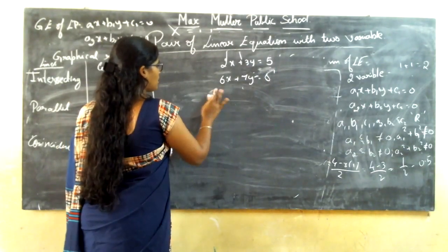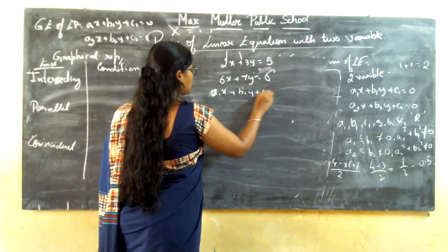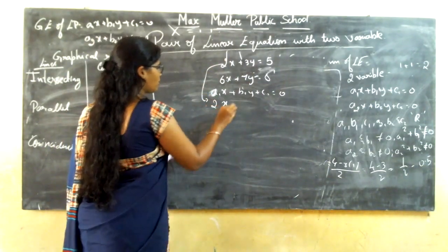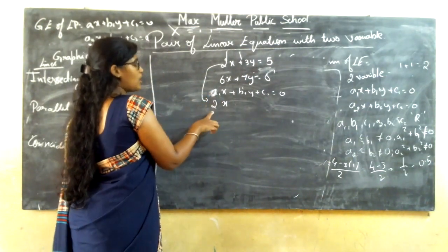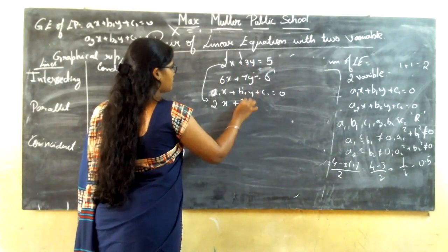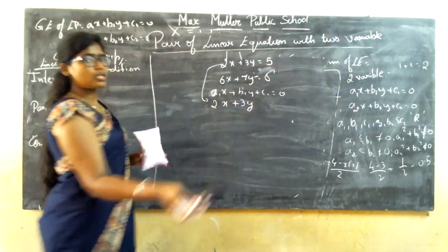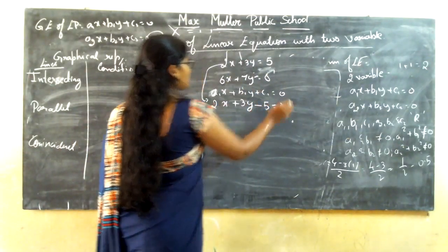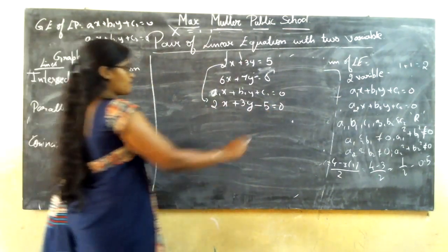Let me write the general formula first, that is a1x plus b1y plus c1 is equal to 0. And let me write this equation, 2x: whatever the x term's coefficient is, it is replaced by a1. Then the y term's coefficient is replaced by b1, and the constant without any coefficient is c1. If it comes to the left hand side, it is minus, so it is written as minus 5 is equal to 0. So this is the first line.